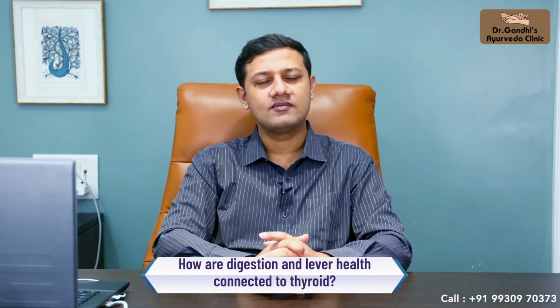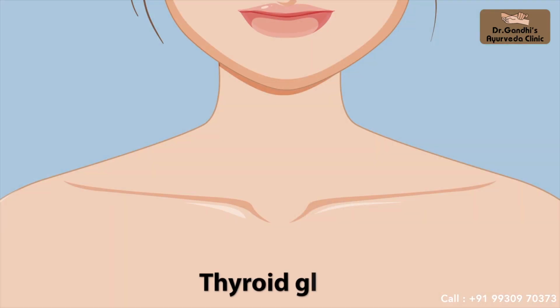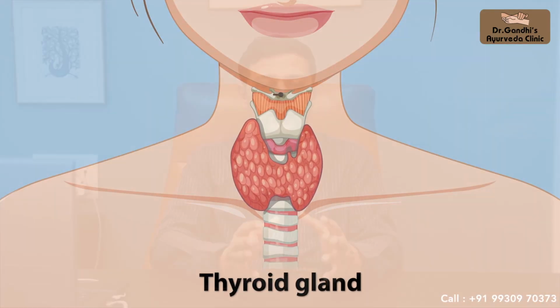How are digestion and liver health connected to thyroid? See, thyroid is a metabolic disease. So all the factors, whether it's the gastric part or the liver part or any other part of digestion, or if it is cellular or tissue level metabolism, every single metabolism is controlled by the thyroid gland. If the thyroid gland is not working properly, you can have problems in all of these things. You don't necessarily have to have problems in all of them, but you definitely can. So there is a connection.